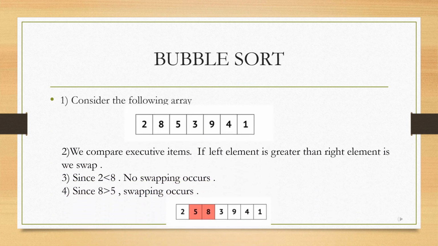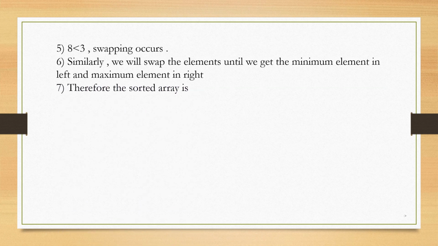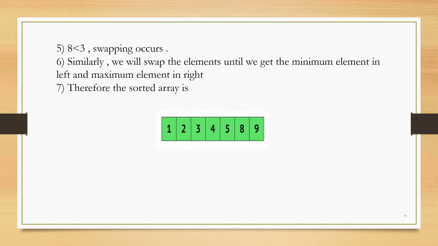Let us learn bubble sort now. Let us consider the following array. We will compare consecutive items. If the element to the left is greater than the right element, we will swap. Since 2 is less than 8, no swapping will occur. Since 8 is greater than 5, we will switch their positions.